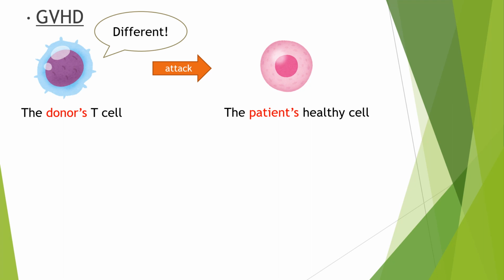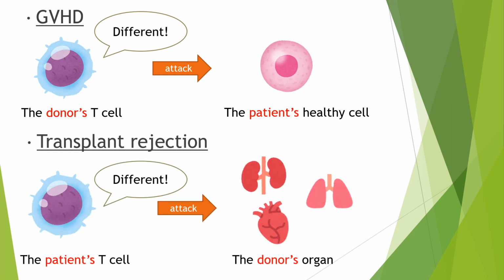As mentioned above, GVHD occurs when the donor's T cells see the patient's cells as different and attack and damage them. On the other hand, transplant rejection occurs when the patient's T cells see the donor's tissues or organs as different and attack and damage them. Compared to GVHD, the aggressor and the target are opposite in transplant rejection.